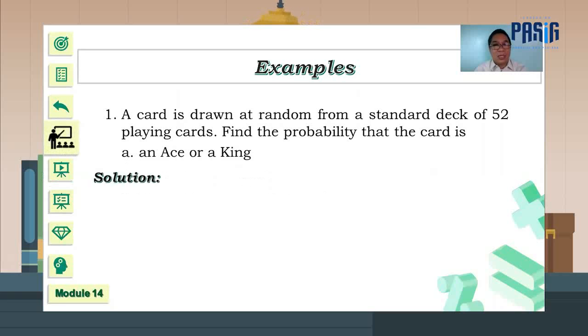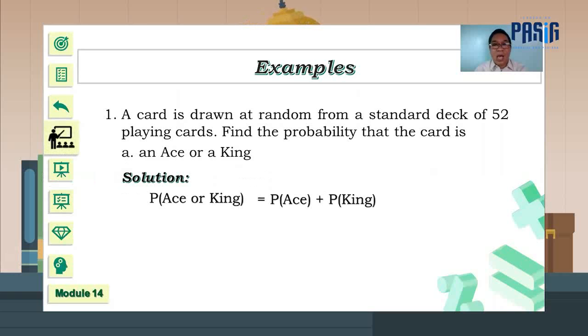An ace or a king. So how many aces do we have? How many kings do we have? Those who play tong-its as well as solitaire know the number of aces and the number of kings. Yes, you're right. Ace is 4 and king also is 4 out of 52.